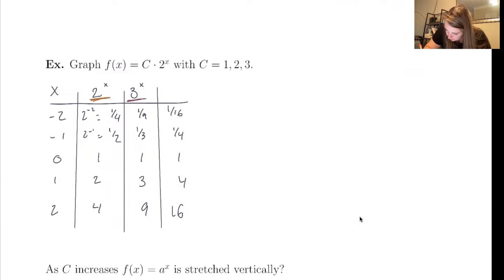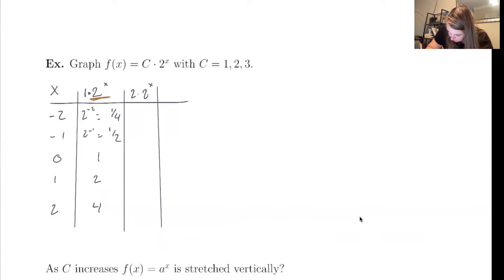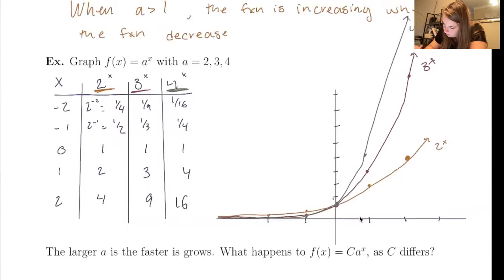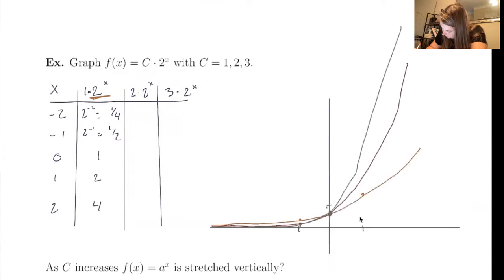Okay, I don't want 4 to the x and I don't want 3 to the x anymore. You're okay. Because we already did 2 to the x, right? That's when it's like 1 times. Oh, that should be blue. Blue. And then we'll do 2 times 2 to the x and 3 times 2 to the x. Let me also grab this while I'm over here. I only want the orange one though.